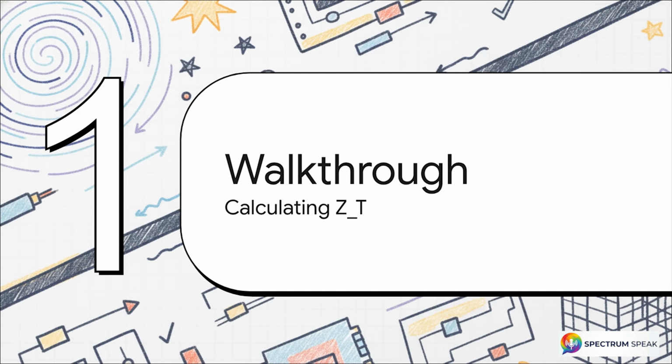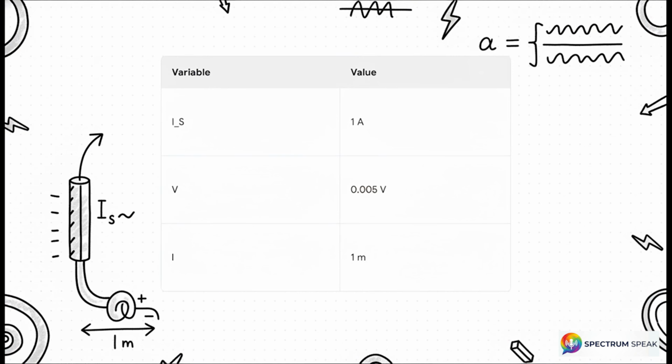Moving to Section 3, walkthrough, calculating transfer impedance. The absolute crucial point here is knowing how to actually use this in practice. So let's set up a practical, step-by-step example problem to calculate Z sub t. Follow along with me as we substitute the variables into the formula.